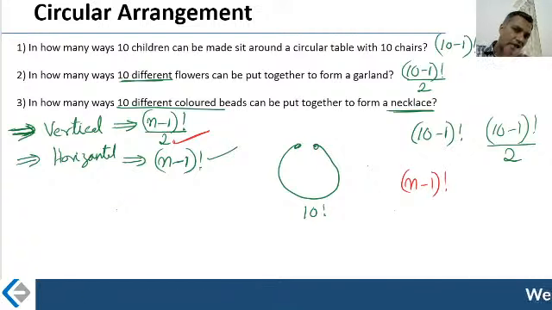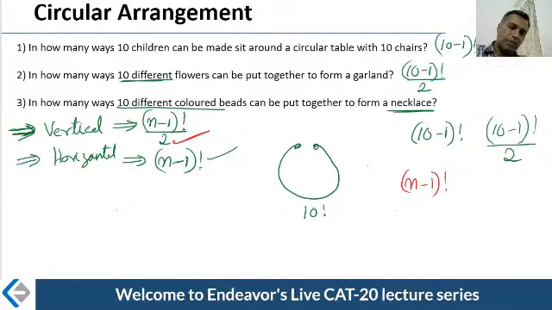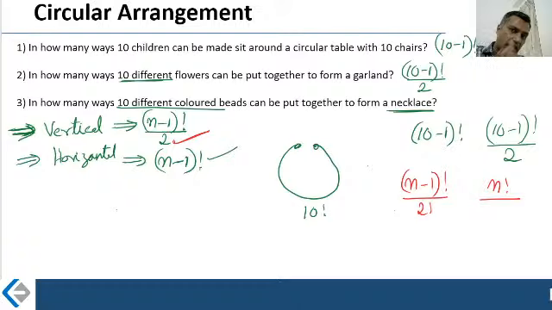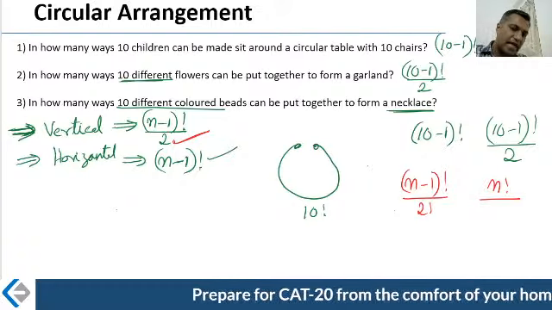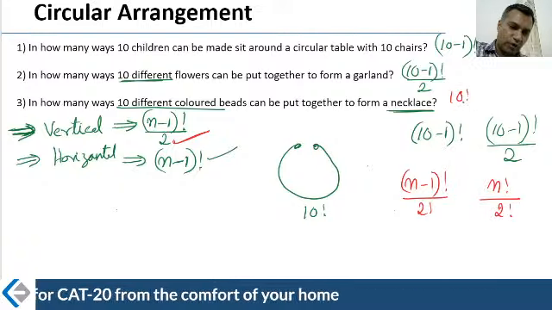Now, within that circle, is it a horizontal perspective or vertical perspective? If it is a vertical perspective, divide by 2 factorial. Similarly, linear perspective, not circular: n different things, n factorial. But if it is a vertical perspective within that linearity, remember to divide by 2 factorial, which is nothing but divide by 2. Therefore, the answer to the third question is 10 factorial divided by 2.